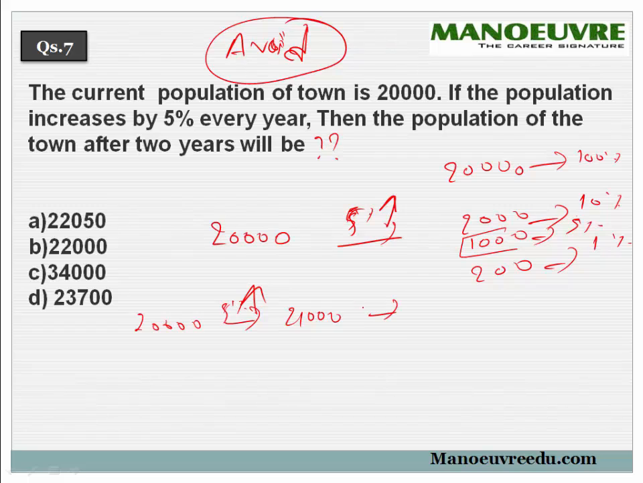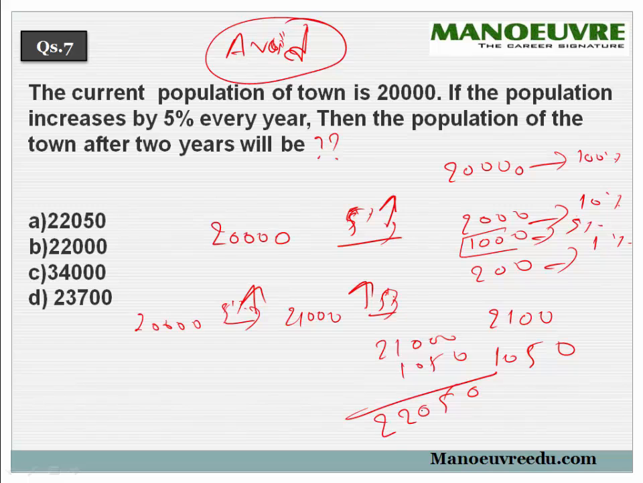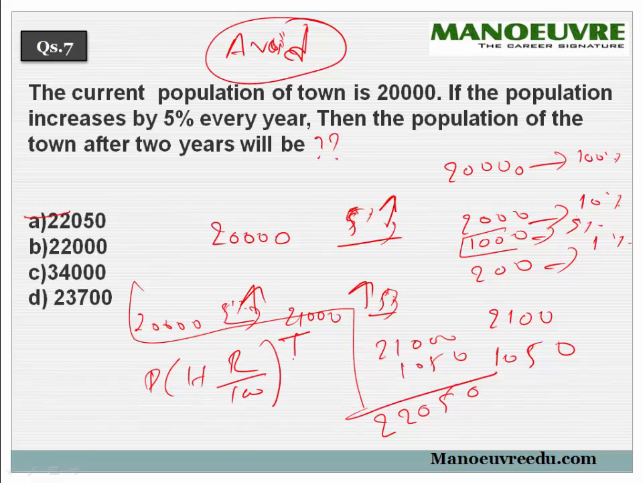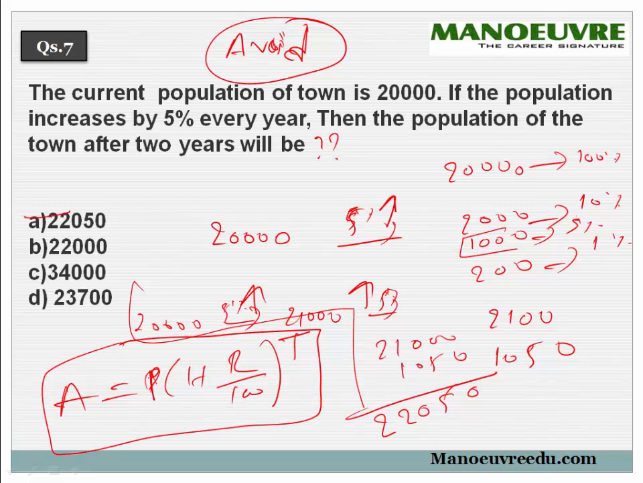Again it will increase by 5%. I know 10% is 2100. Half of this will be your 5%. This is 1050. So your answer will be the addition of this 1050, 22050, which is A, your answer. So basically this is nothing but compounding. Or you can use the formula also, P times (1 plus R by 100) raised to T. You can use this formula and get the answer also, but I prefer this method. I hate formulas.